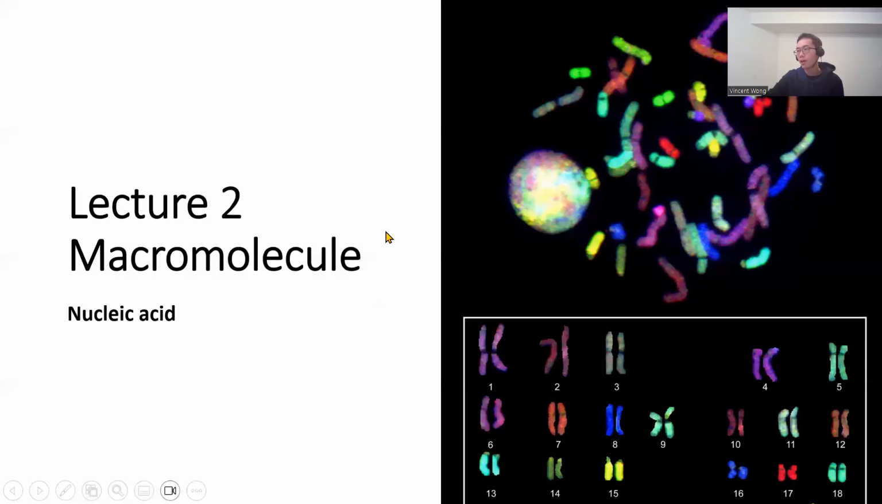Okay? So now let's move on to our last part here, which is the nucleic acid. Okay. So this is a picture of your DNA. They are black and white in reality, but we can use special dye to color them, and this would be useful for certain applications. But we'll talk about it another time.